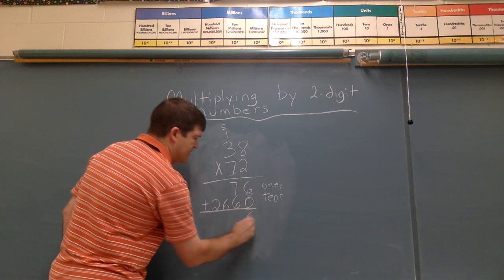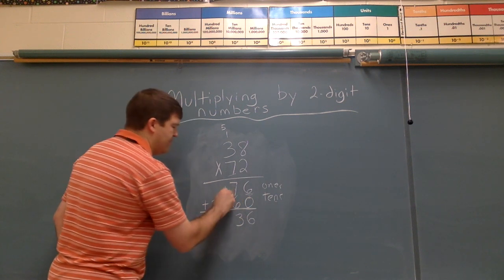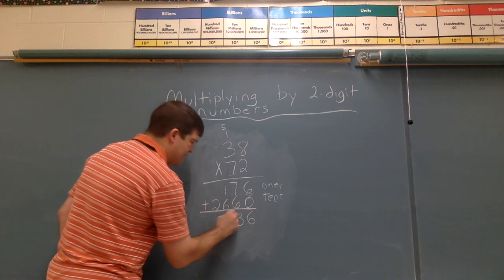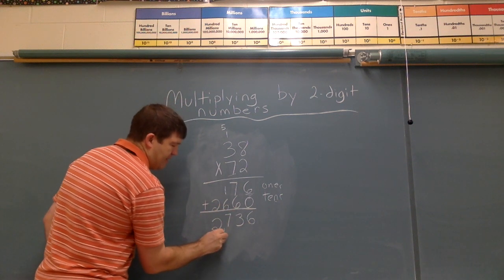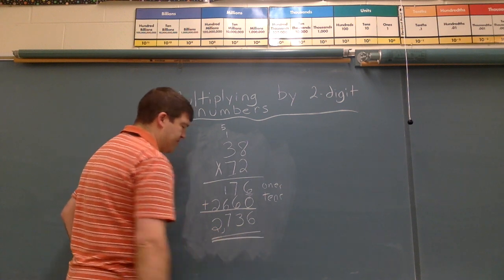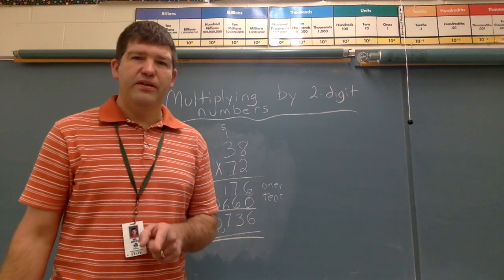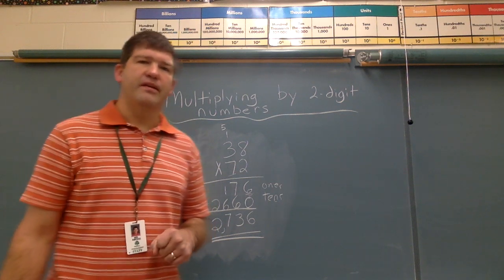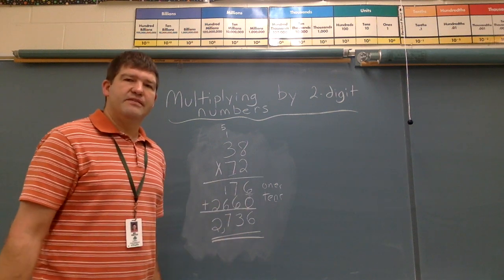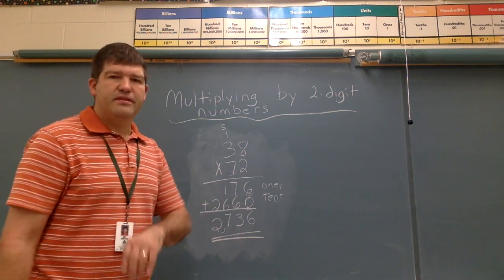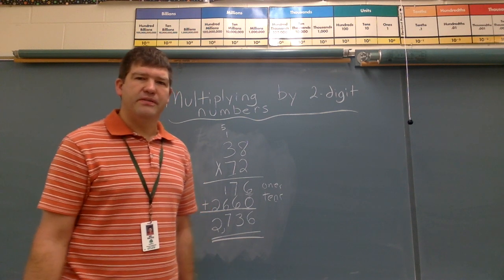6 plus 0, 6. 7 plus 6 is 13, carry the 1. 1 plus 6 is 7. 2, 1, 2, 3, comma. My answer is 2,736. Hopefully you got the same answer. If not, maybe you can go back, watch this again, and see what I did. Look at your notes, see what you did different, and hopefully correct your mistake.